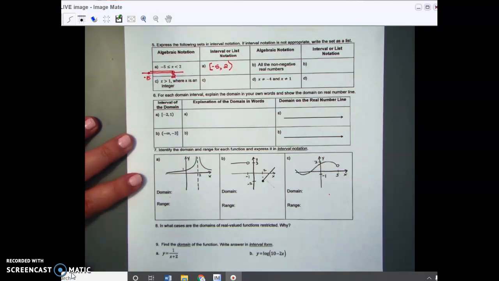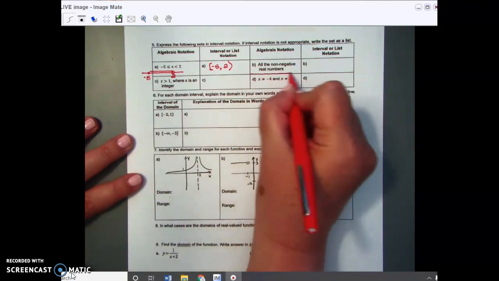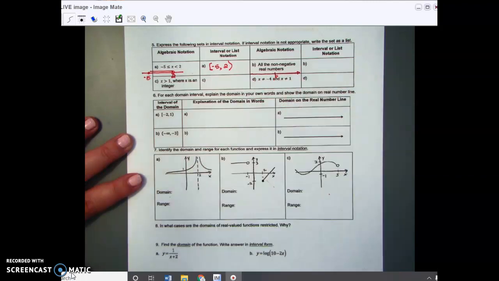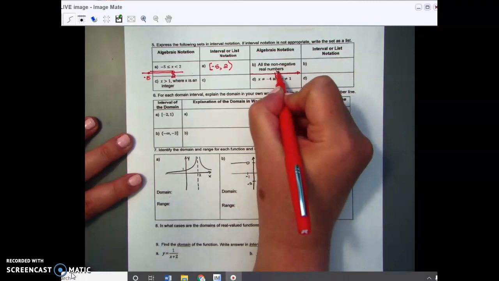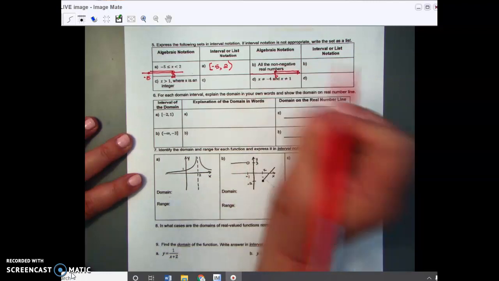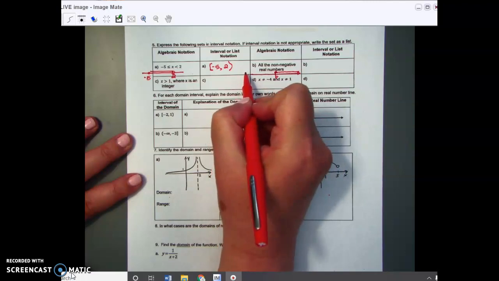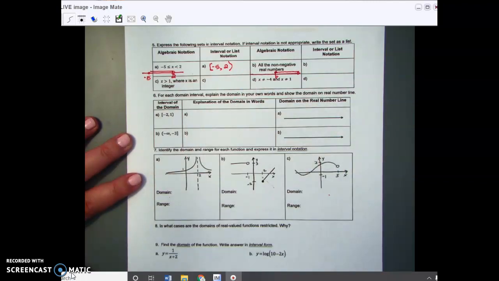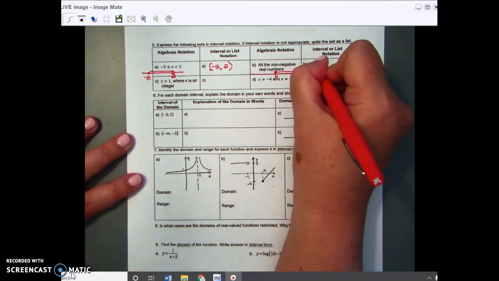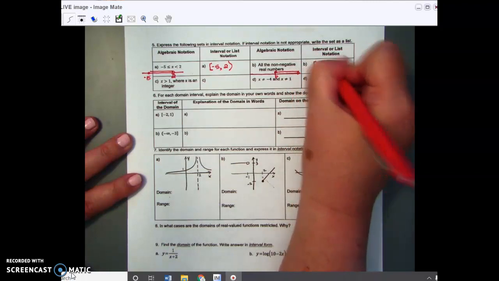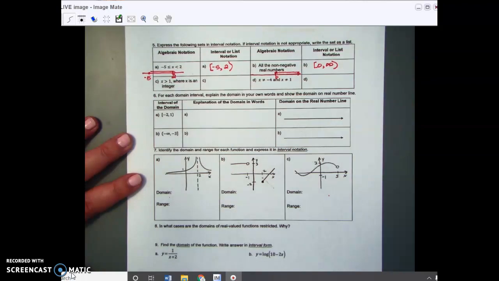For B, it says all non-negative real numbers. So if we look on the number line, 0 is what splits me from being positive to negative. So positive numbers are non-negative, 0 is non-negative, but negative numbers are not non-negative, if that makes any sense. So that means that we're starting at 0 included and we're going to positive infinity.